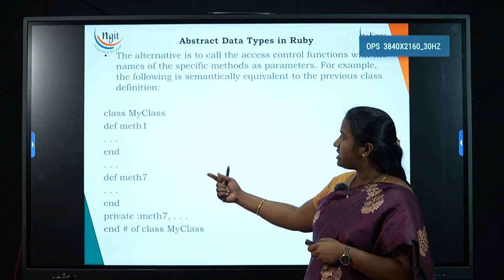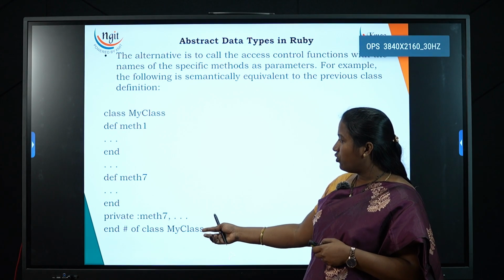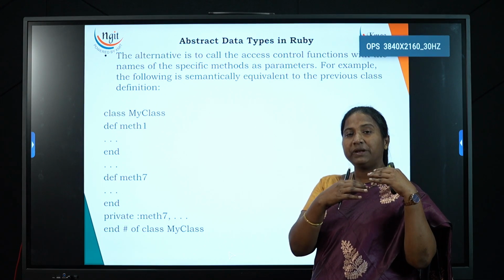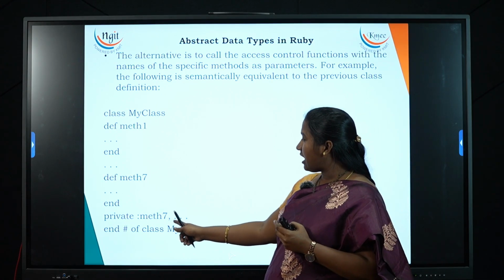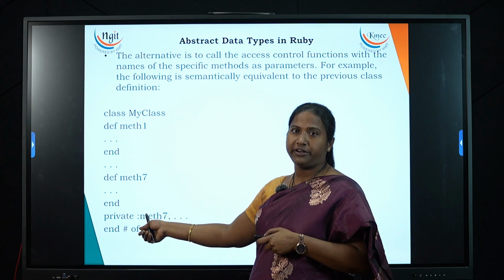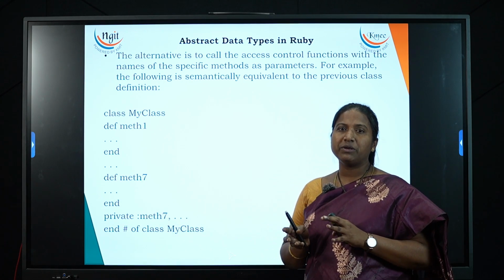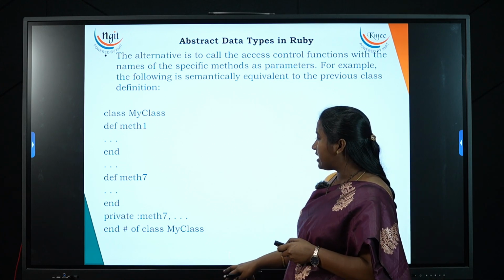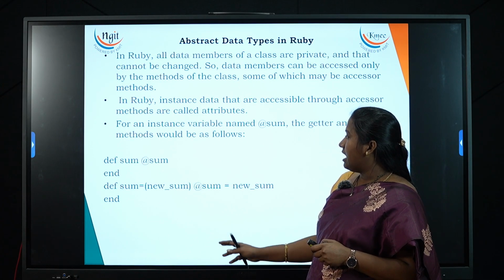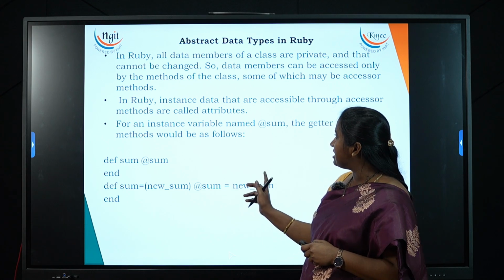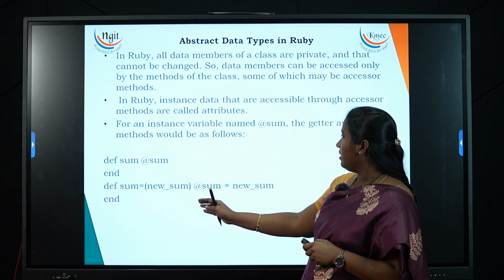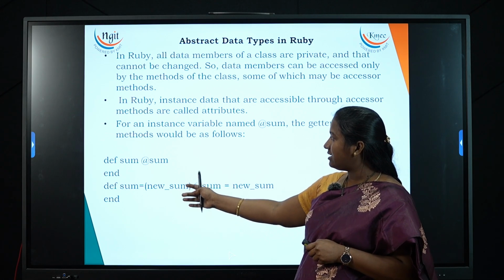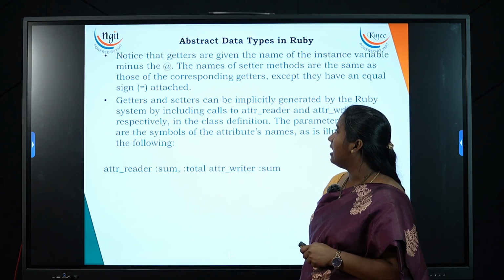You can also check this code. Earlier we gave complete access as private. Here I am just passing method 7 to be private. Both mean the same, but the way of calling the function is different. In both cases I have used private. Now, for an instance variable named something to get a value, we have shown how that is created in this code.